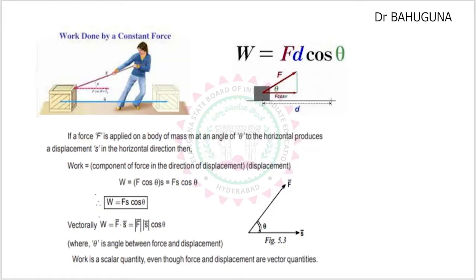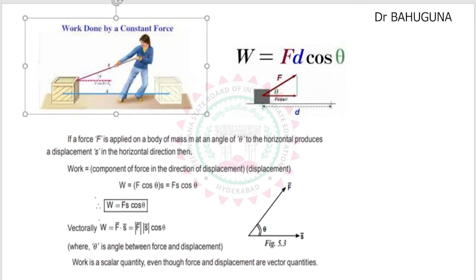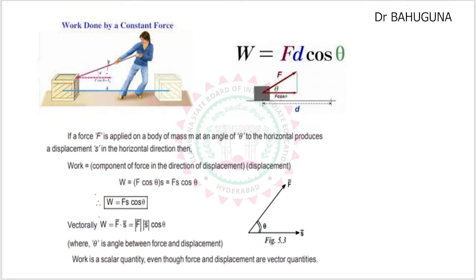That is the definition. Here you see in this one, the force is applied at an angle. So, what is the angle here? If you see this angle, it is the theta angle. There is an angle between these two. Here, the body is moving in the horizontal direction, and the displacement is d, or sometimes you can say s. Both are the same. So, the force in that horizontal direction is F cos theta.